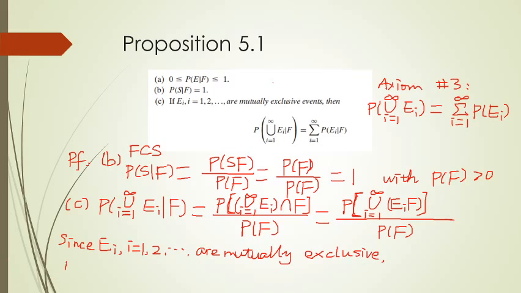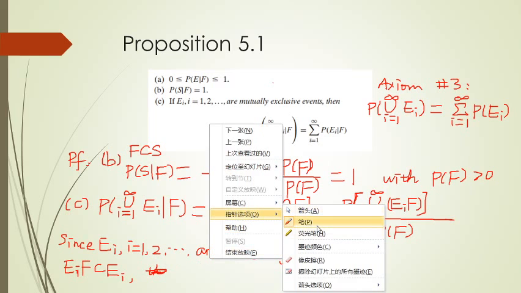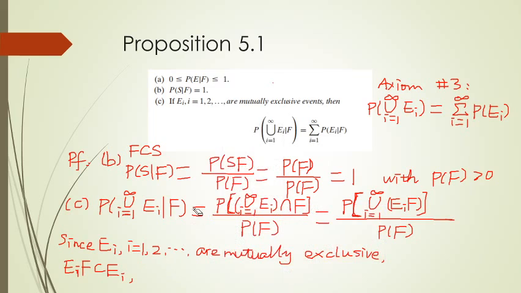So how about Ei and F? Ei and F is a subset of Ei, right? Since the Ei are mutually exclusive, of course it is a subset. So Ei and F are also mutually exclusive, because they are subsets of each event Ei, right? Mutually exclusive means Ei and Ej are null events for i not equal to j, right?